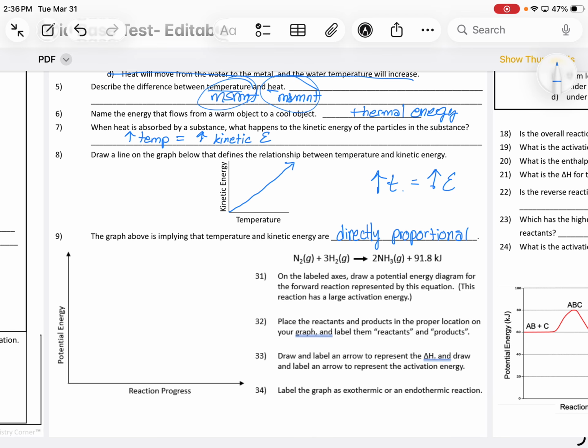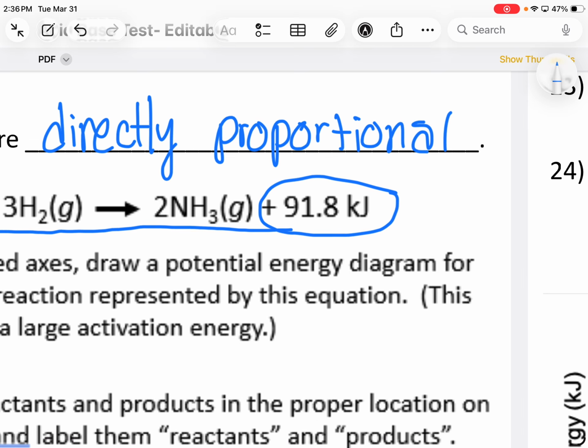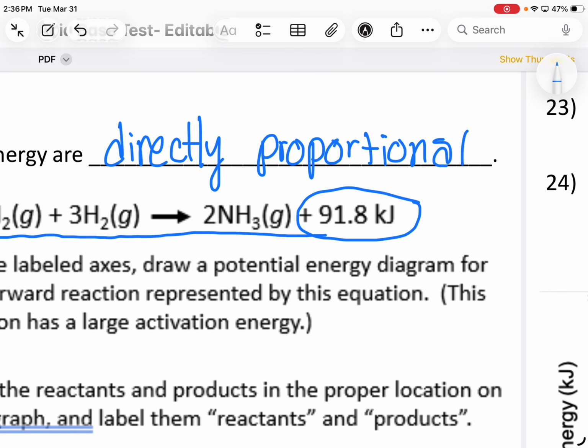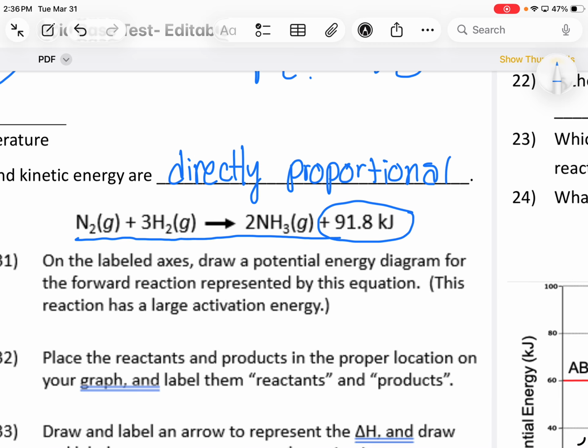Number 31. Let's look at this equation real quick. Nitrogen gas reacts with hydrogen gas to yield ammonia, and look at this, 91.8 kilojoules of energy. We have just produced energy. Energy has quite literally gone from the system into the surroundings. What does that mean? If it's being produced, that means energy is going out of the system, into the what? Into the surroundings.